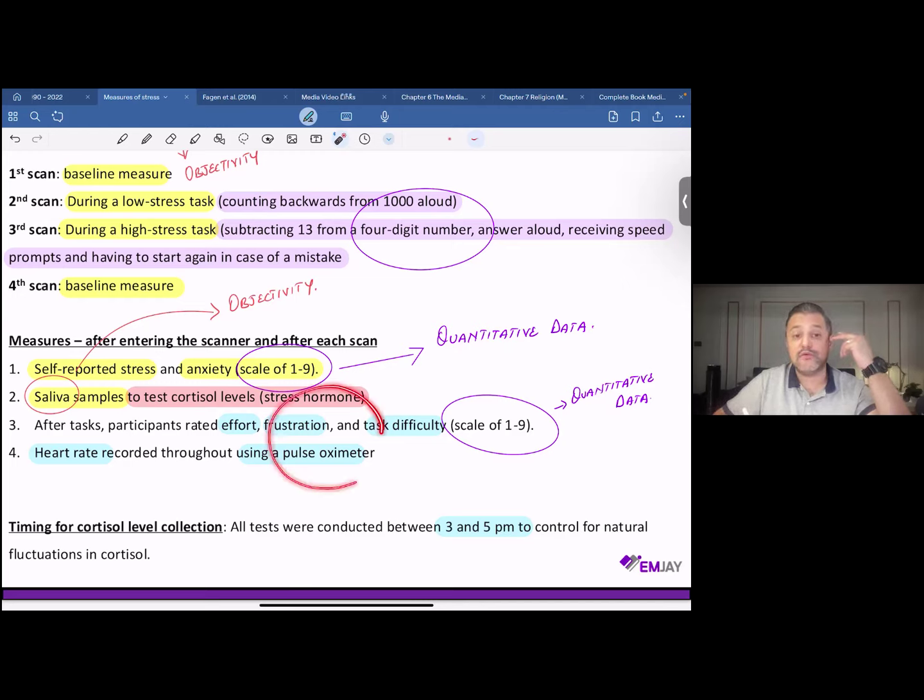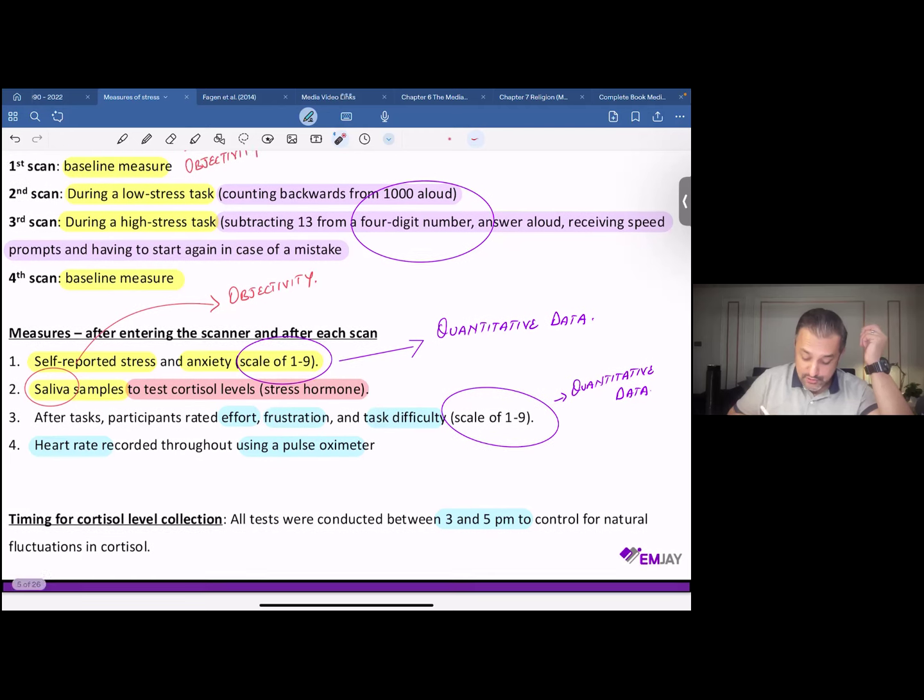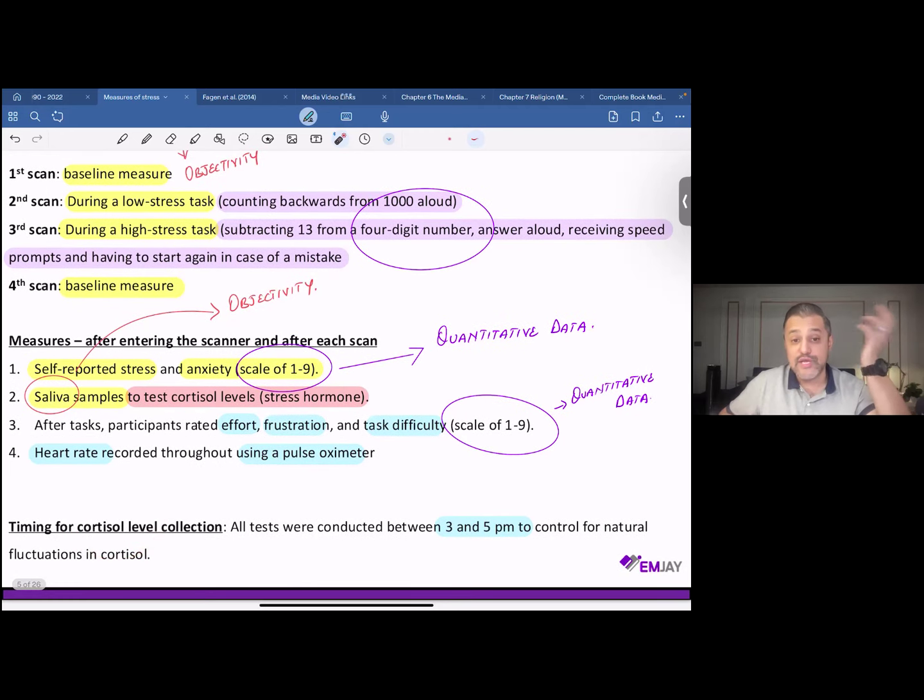Heart rate was figured out using a pulse oximeter throughout the study. The timing of cortisol level collection was kept the same. It was standardized. It was decided to collect the sample between 3 to 5 p.m., which would, of course, control for any natural fluctuations in cortisol levels based on the time of the day. So this is another control that would add on to the internal validity of the research.